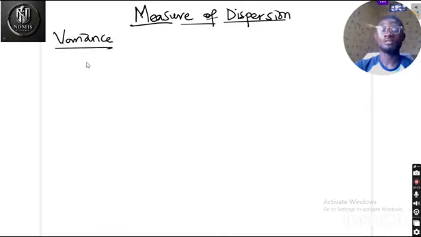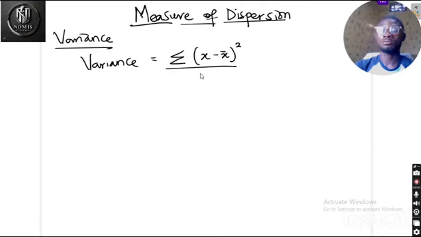The formula to calculate variance, proceeding from mean deviation, is summation, open bracket, x minus x bar squared, all over summation f, that is n. So this time you see the difference between mean deviation and variance is that the value of x minus x bar should be squared, and the summation of the squared values is what we need to calculate variance.